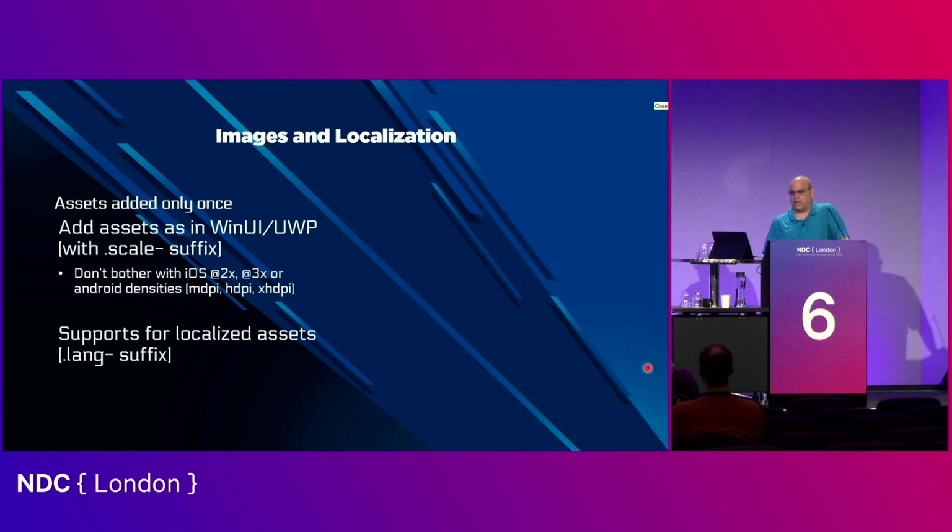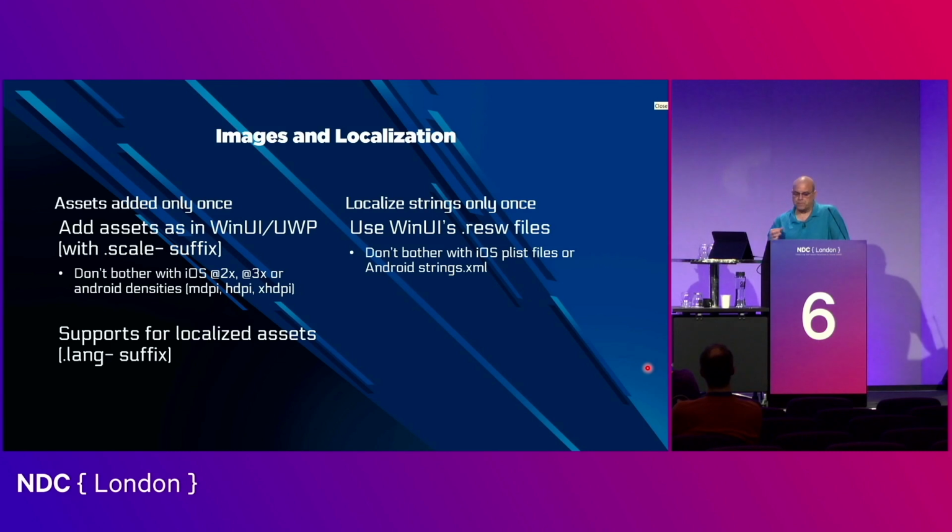Supports localization out of the box, basically language dash suffix, so en-uk will work and it will translate it there, so we can say things like toilet instead of bathroom, etc. Especially if you're going to build an app around bathrooms. Supports localization through resource files like you would in Windows UI. You don't have to worry about the iOS plist files to generate all your strings or your Android strings.xml. It will generate those for you based on the resource file.